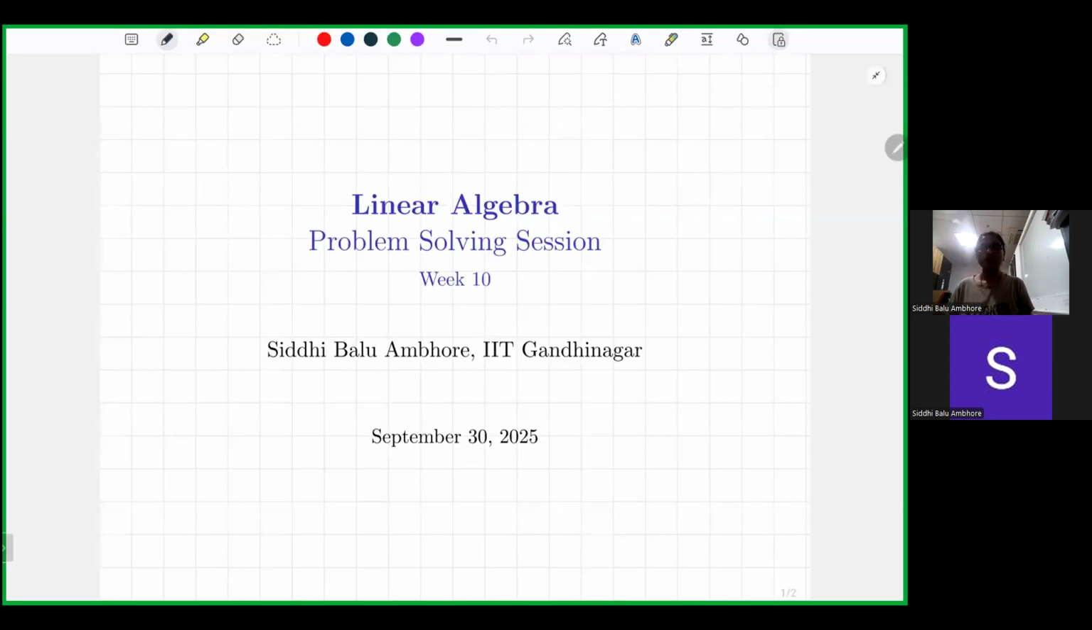Welcome to problem solving session for the course Linear Algebra. I am Siddhi Balu Ambore from IIT Gandhinagar, and today we will discuss problems related to syllabus from week 10, that is problems related to linear transformation, matrix of linear transformation, and matrix of linear transformation with respect to different bases. So let us start with our first problem.